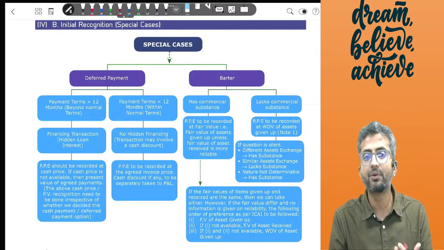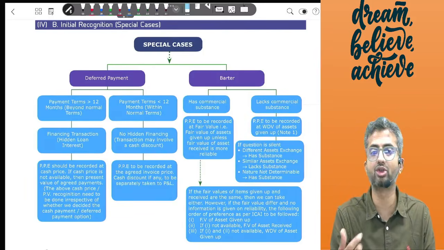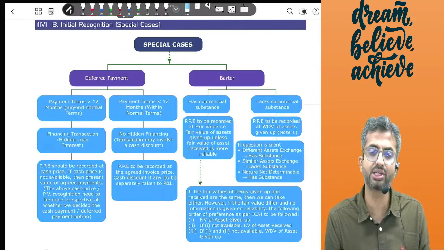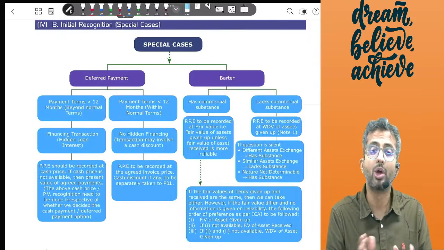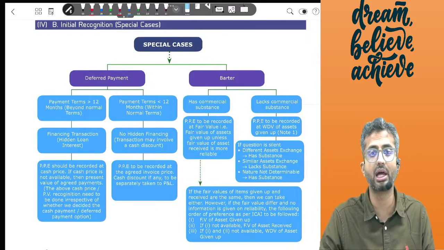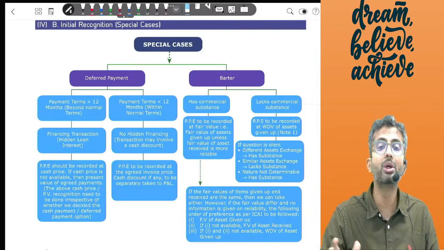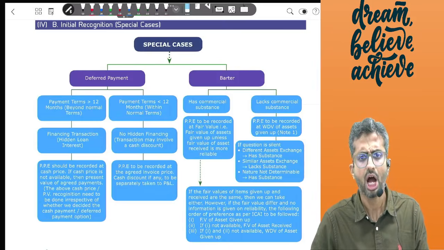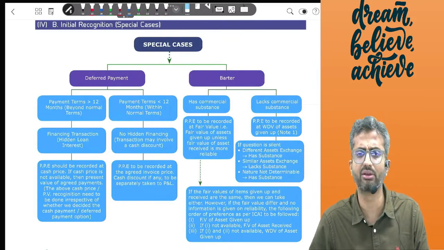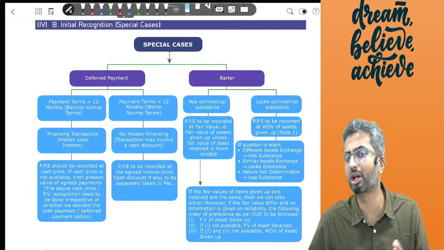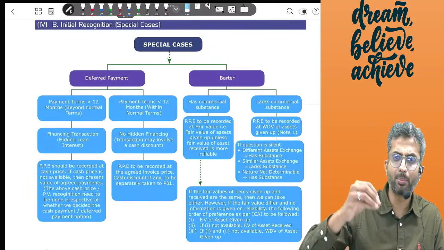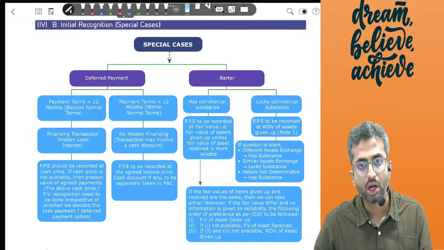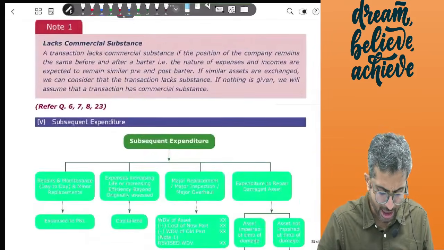And hence, if you want to create profits, you might structure barter transactions on paper so that you can book profits. So the standard says that if you are exchanging similar assets whereby the position of the entity pre and post the barter largely remains the same, you will treat this transaction as a transaction lacking substance, in which case you will not record any further gain or loss, and hence what you are paying as per book value is assumed to be the same as what you are receiving as per book value. Okay, so this is your barter case.